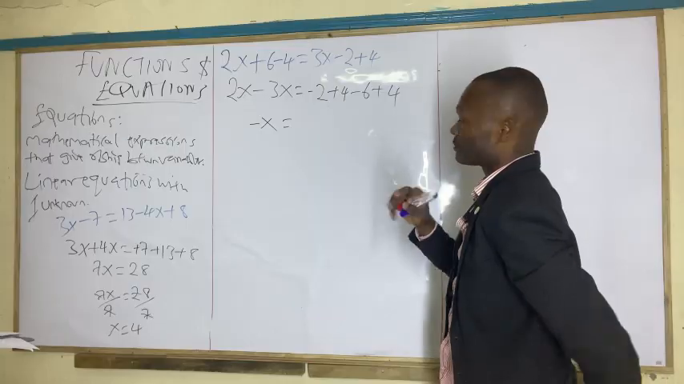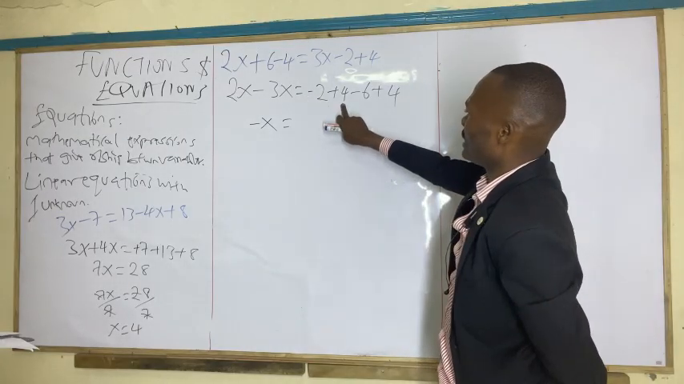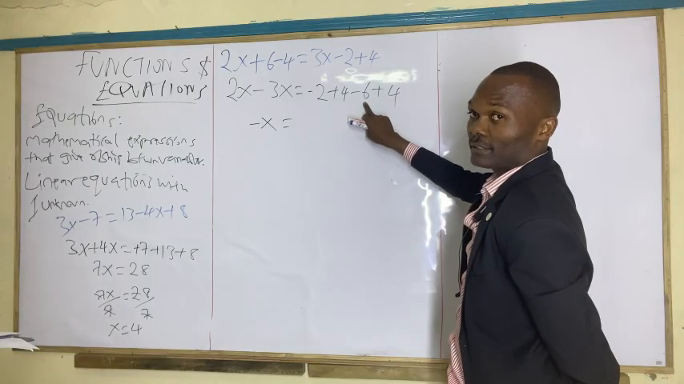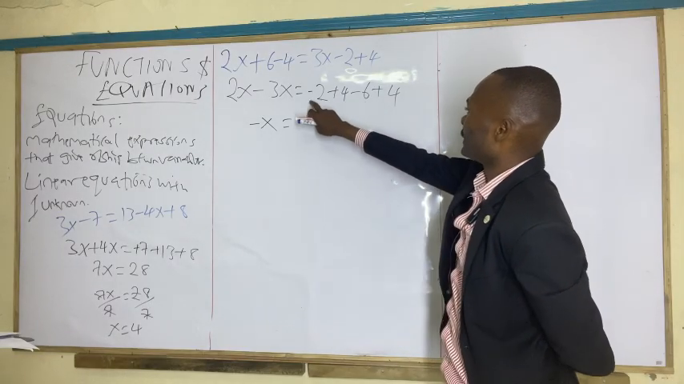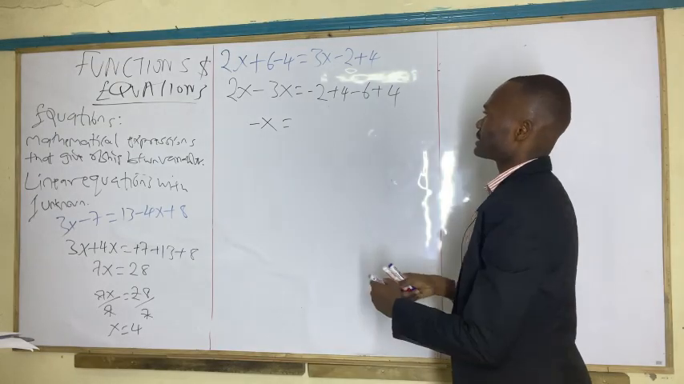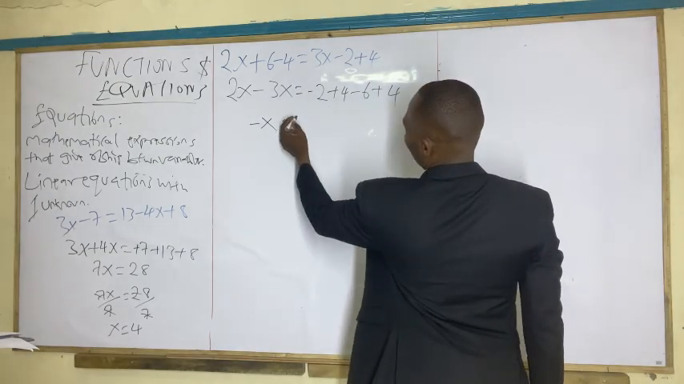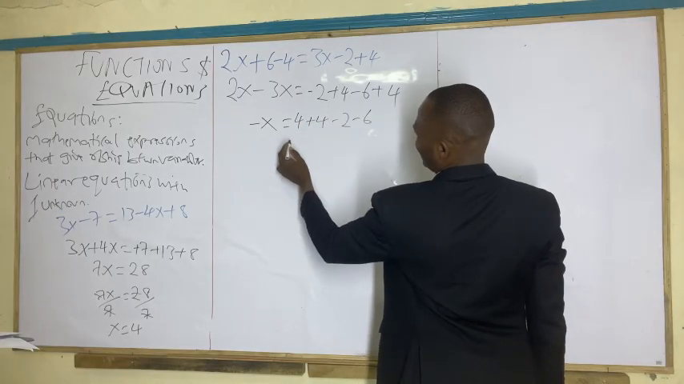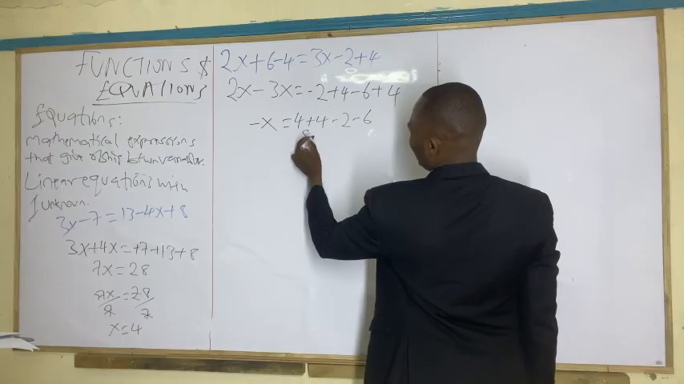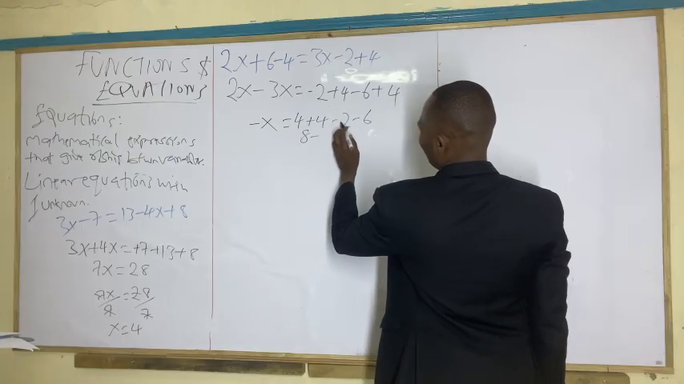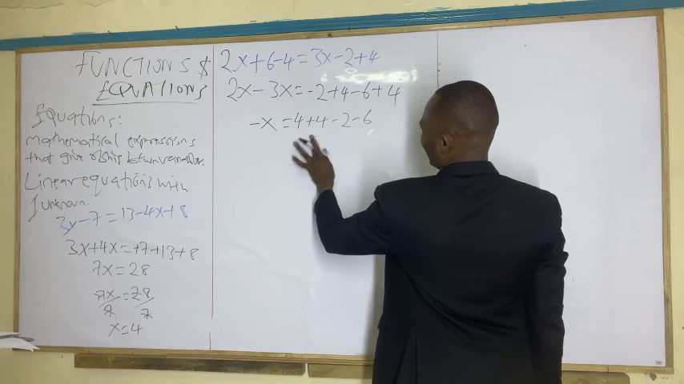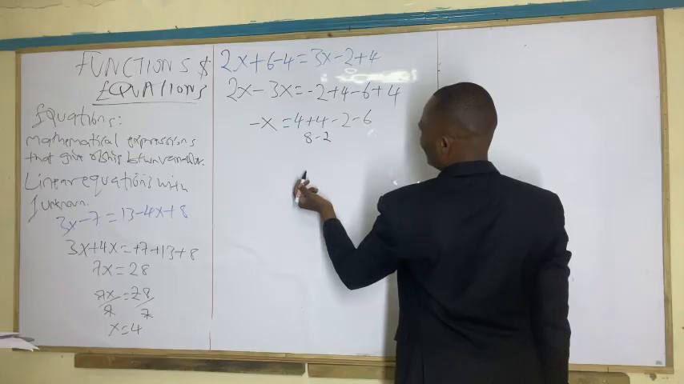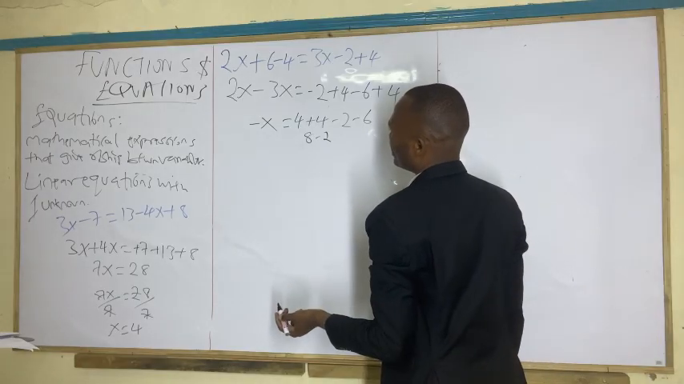So let's take it slow. Negative 2 plus 2, let's take it slow. Let's take it this way: 4 plus 4 minus 2 minus 6. So 4 plus 4 is 8. So this is 8 minus 2 minus 6. Wait, 8 minus 2 is what? It is 6, minus 6 is 0. So x is 0.